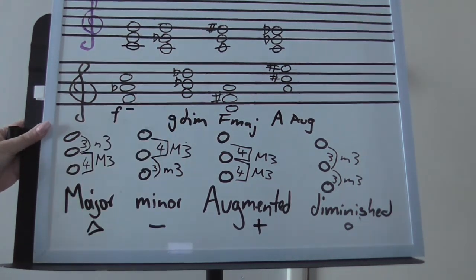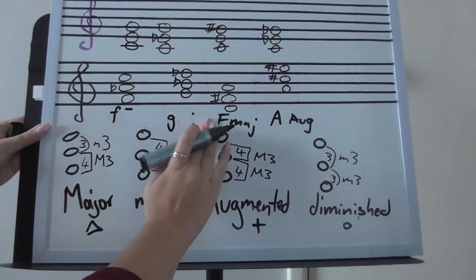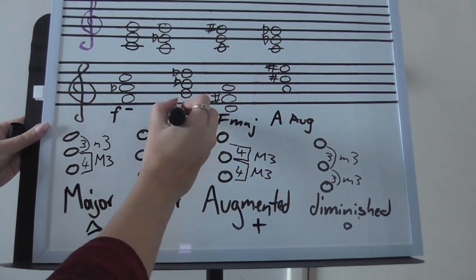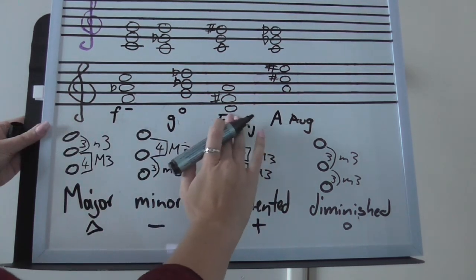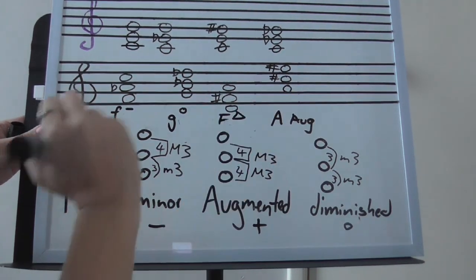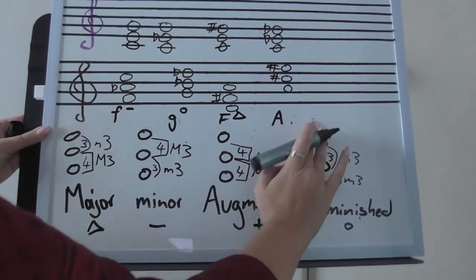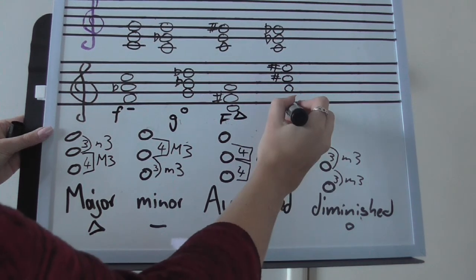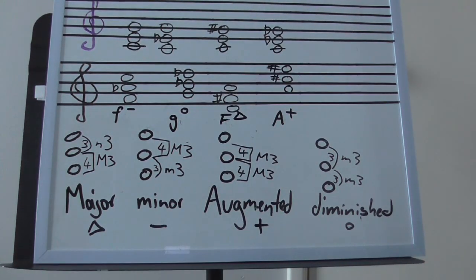F minor like that, G diminished like that, D major like that, and A augmented like that.